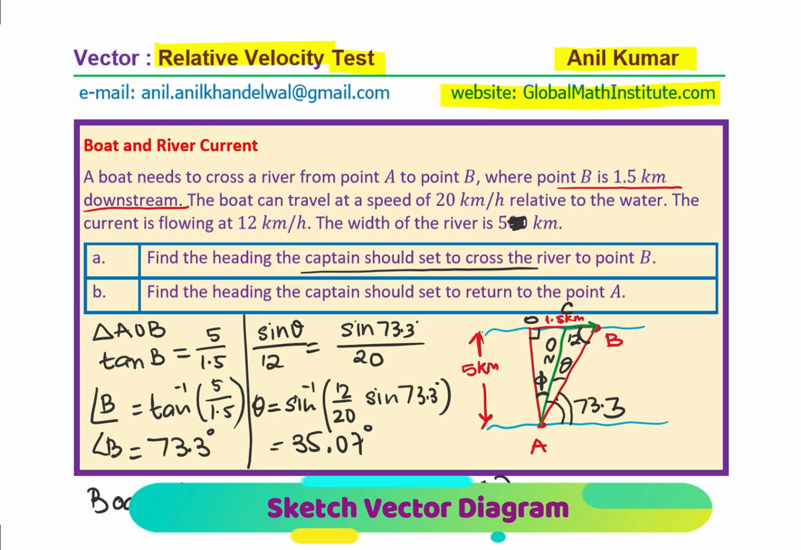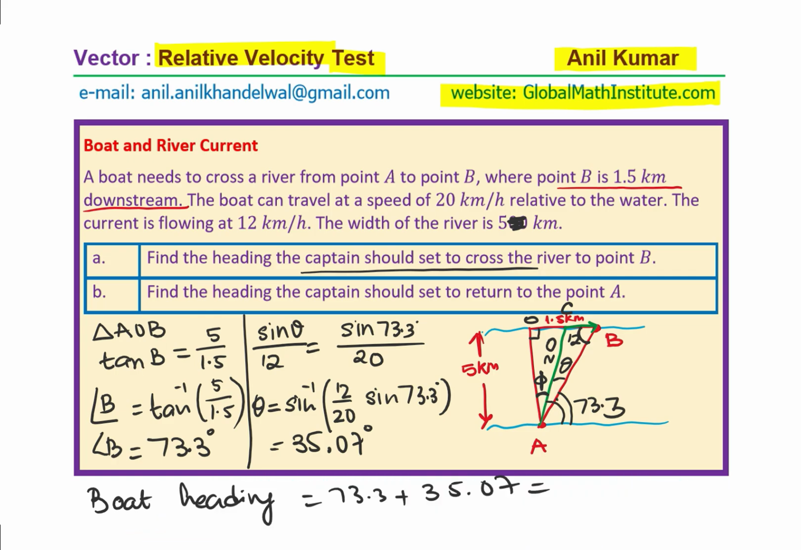So that gives you 73.3 plus 35.07, and that is 108.37, or approximately 108.4 degrees. You get the idea. So that becomes the angle. As you can see in this particular case, this angle is actually more than 90 degrees, right? So that is the angle at which the boat is going to head to reach B. You get the idea, right?